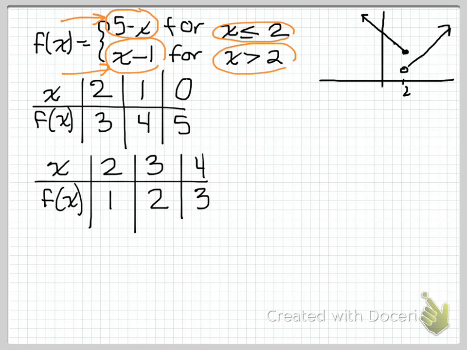So now you've graphed your piecewise function. We had two different equations here. So we had our 5 minus x, and we plotted that. There's our 5 minus x, and we should really put f of x is equal to 5 minus x. And the second equation, f of x equals x minus 1.